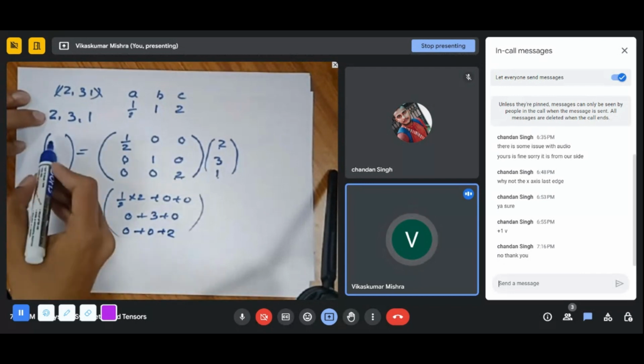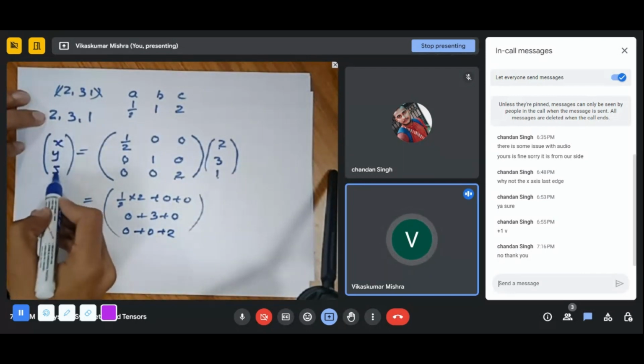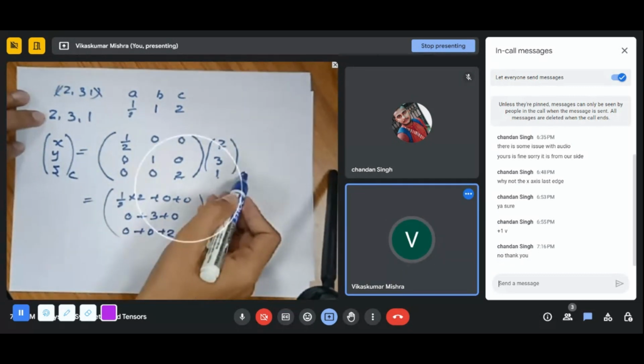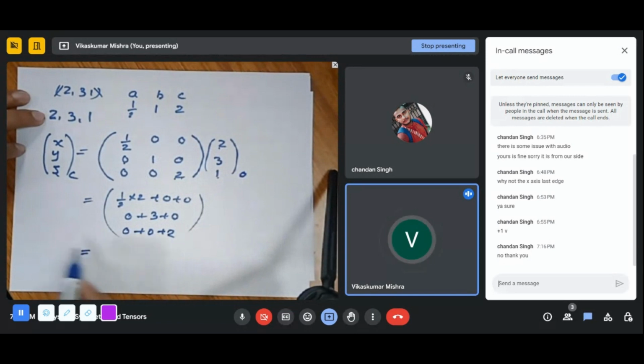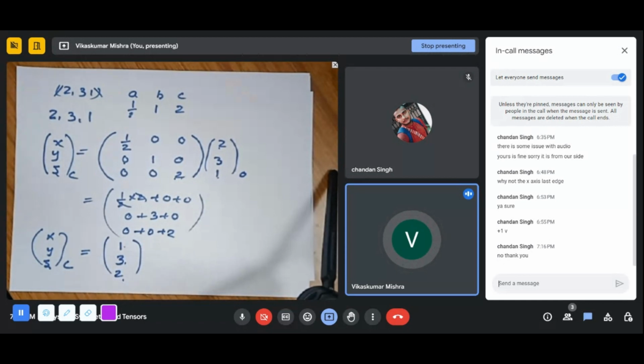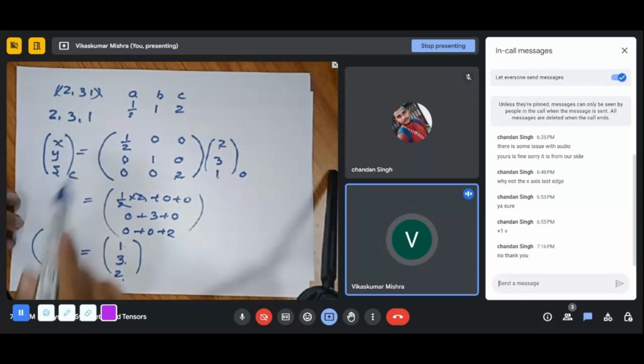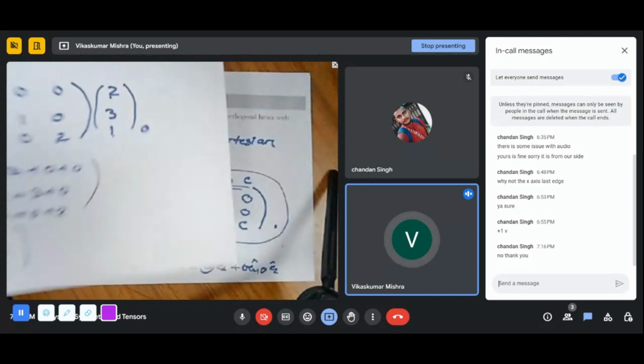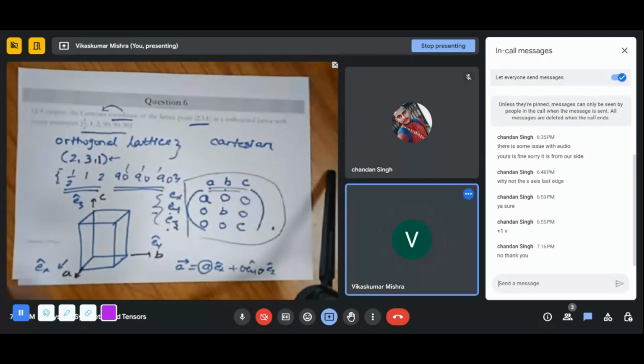So let us say this will be x, y and z in the Cartesian coordinate system, and this was in the orthonormal coordinate system. So x, y and z in the Cartesian coordinate we can write as 1 by 2 times 2, which cancels and we get 1, then 3 over here and 2 over here. So we got 1, 3 and 2. This is the point 1, 3, 2 which was 2, 3, 1 in the orthonormal system. Okay, great. With that we are able to solve question number 6, so question number 6 is over.